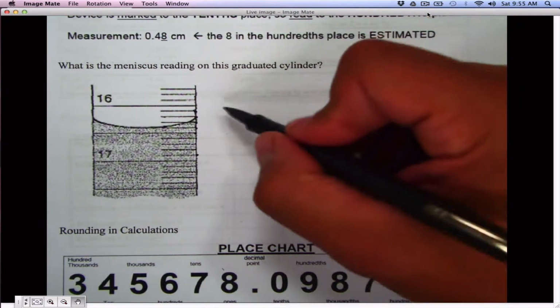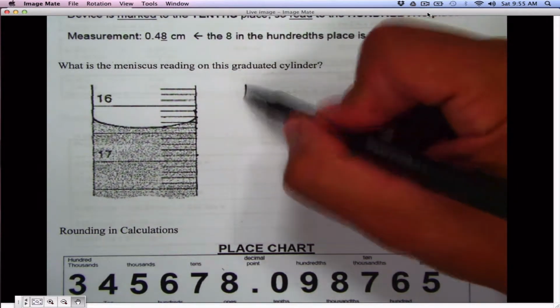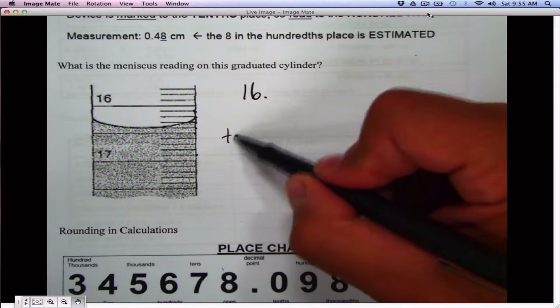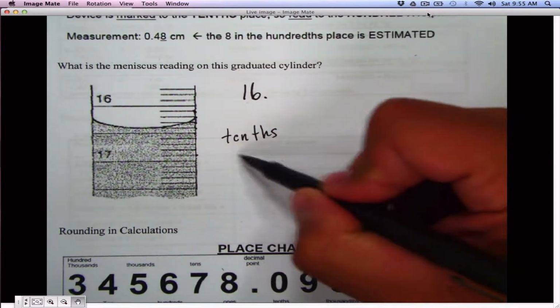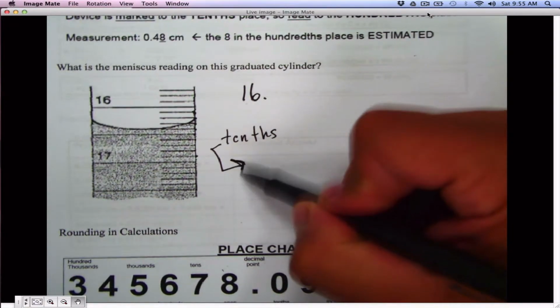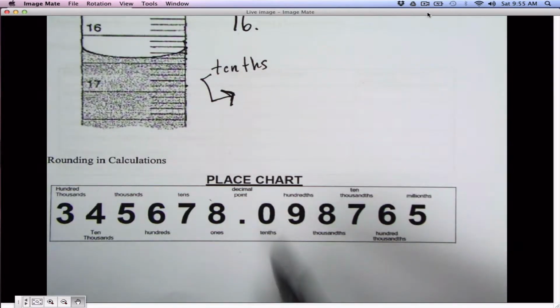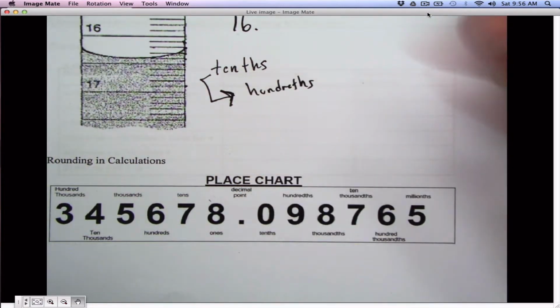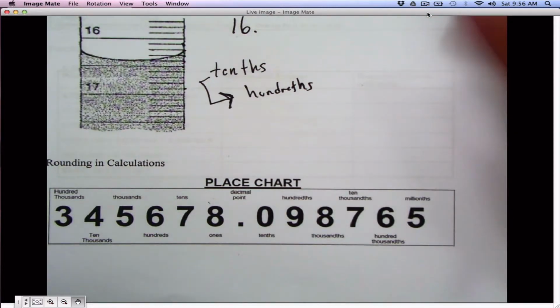All right, so I know it's measured to the tenths. So that means I read to the, what's one unit smaller than tenths? Look on your thing if you don't know it. Hundredths. So that means I measure to the hundredths. And if it's right on the line, that's fine, and you put it right on the line.